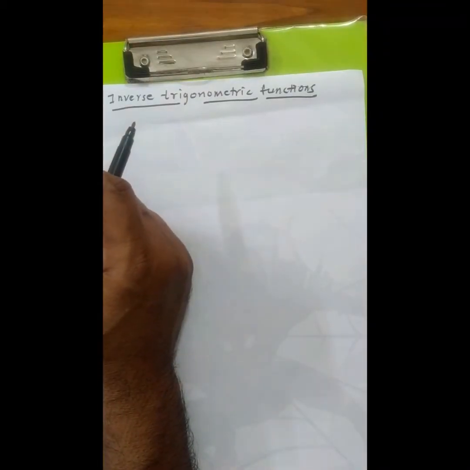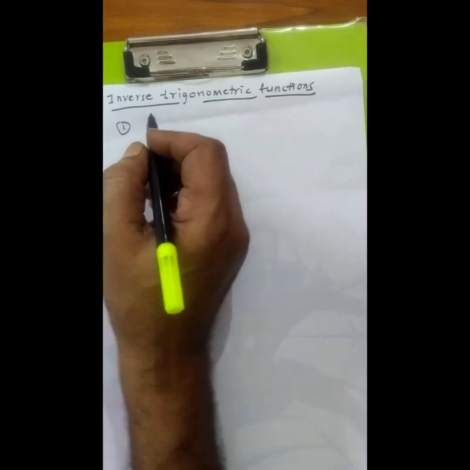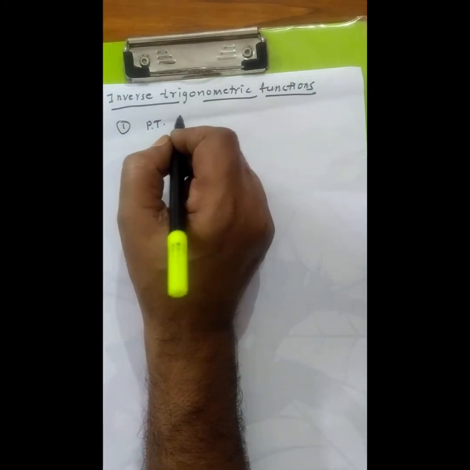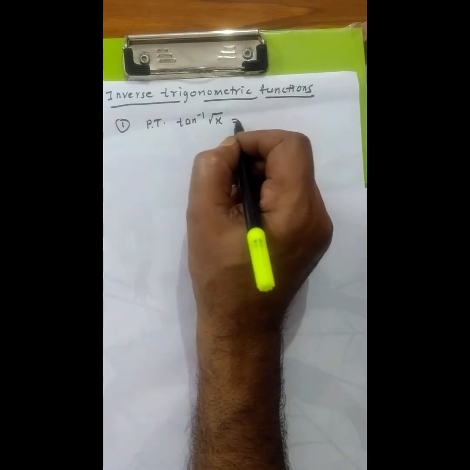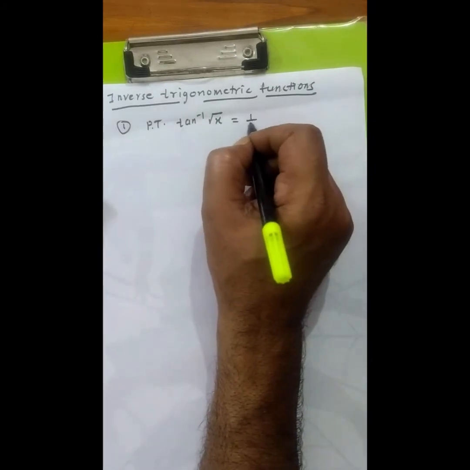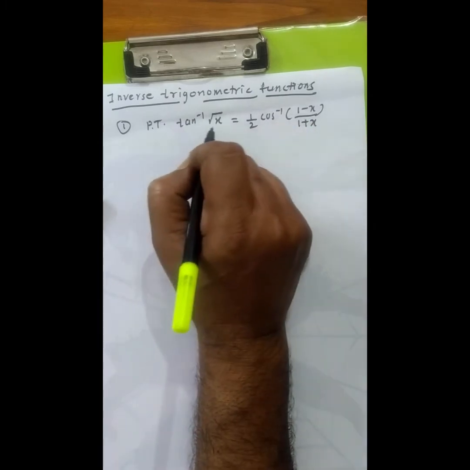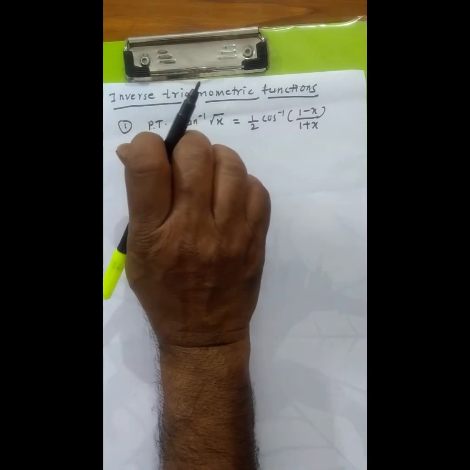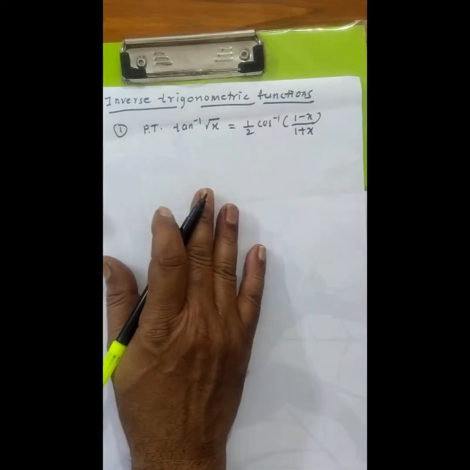In this video, we'll go for some more sums, that is miscellaneous sums. The first sum is: prove that tan inverse of root x equals 1 by 2 cos inverse of (1 minus x) upon (1 plus x). I will take RHS and prove it equals LHS.